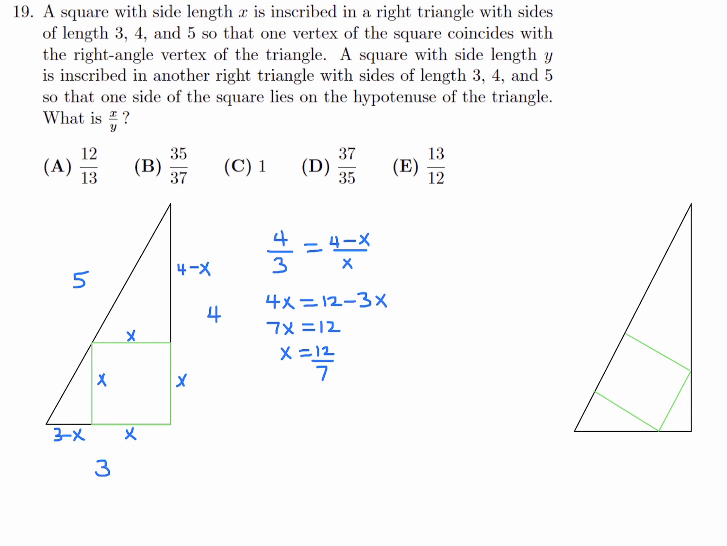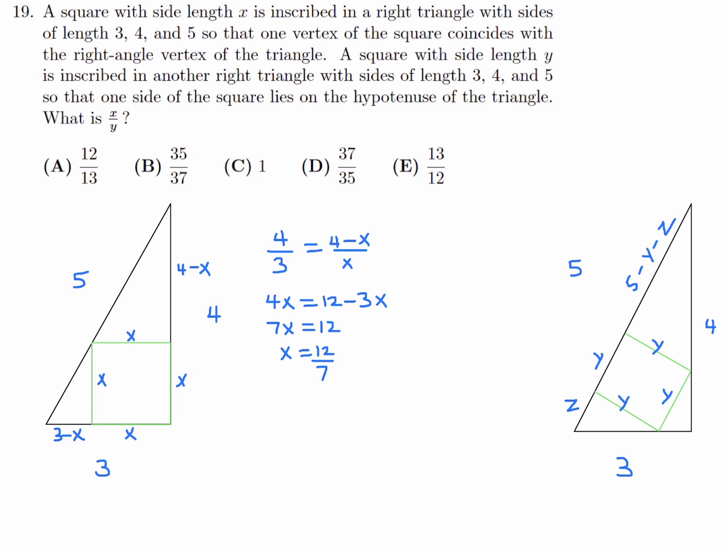Y is going to be a little bit more complicated. This is y. This is the square where the side is on the hypotenuse. And as before, this is 3, 4, and 5. This distance, however, I will label z, and then therefore this distance will be 5 minus y minus z.